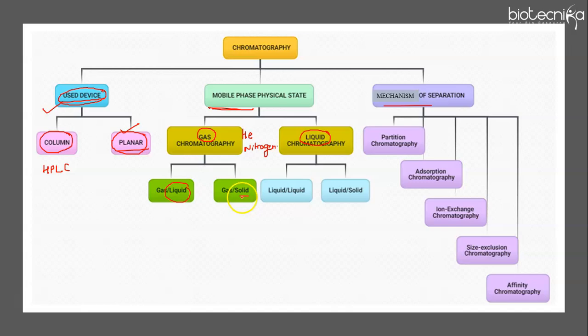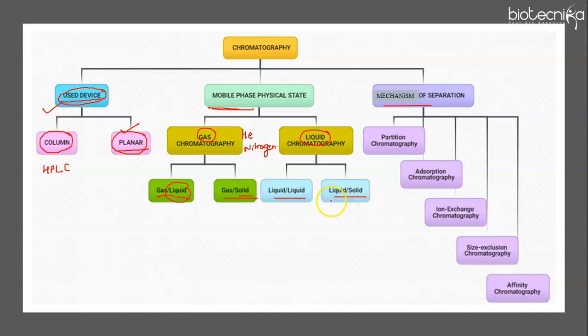So gas chromatography is particularly effective for volatile compounds and is extensively used in analysis of environmental, forensic, and pharmaceutical samples. When the mobile phase is gas but the stationary phase is liquid, we call it gas-liquid chromatography. And if the stationary phase is solid along with the gas, which is the mobile phase, we call it gas-solid chromatography. Then liquid chromatography can be liquid-liquid or liquid-solid.